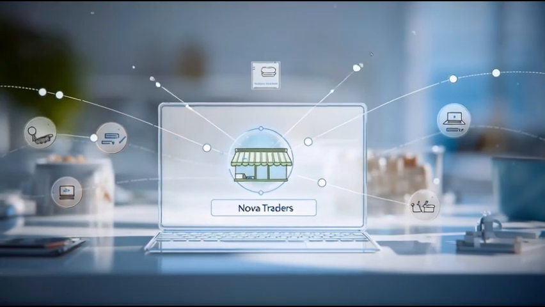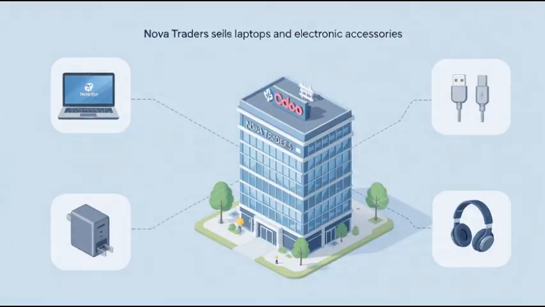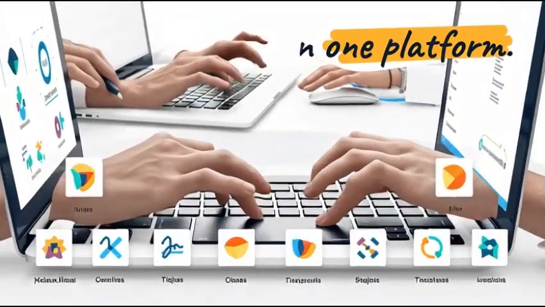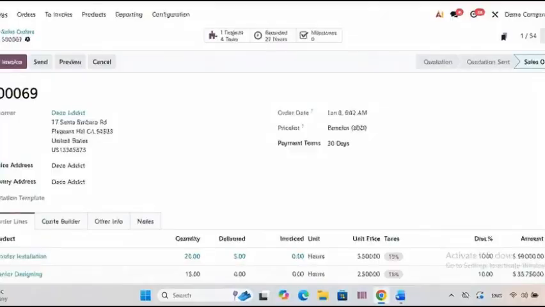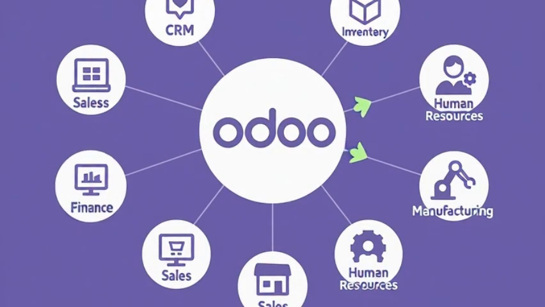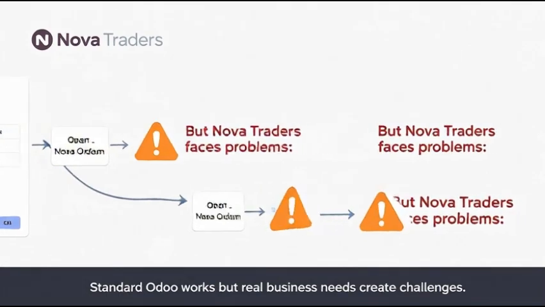Let's imagine a company called Nova Traders. Nova Traders sells laptops and electronic accessories. Their sales team works daily inside Odoo Sales, and the only operation we will talk about in this video is creating and confirming a sales order, nothing else. In standard Odoo, the flow is simple. A salesperson opens a sales order, selects a customer, adds products, and clicks confirm.